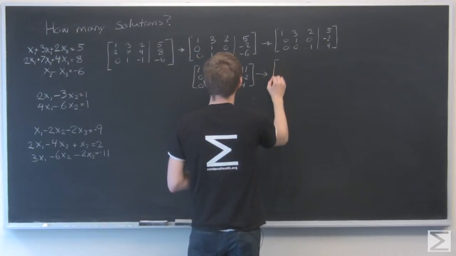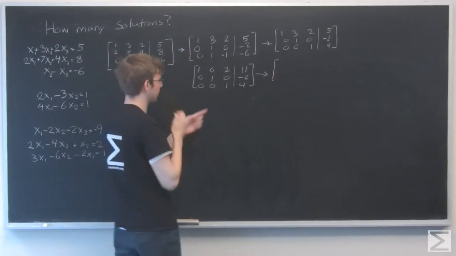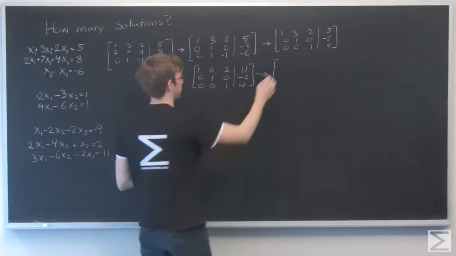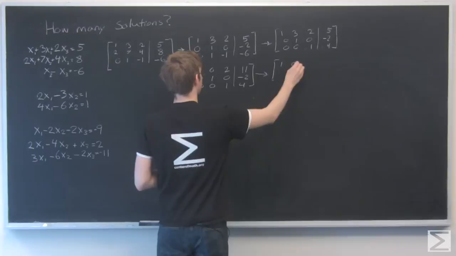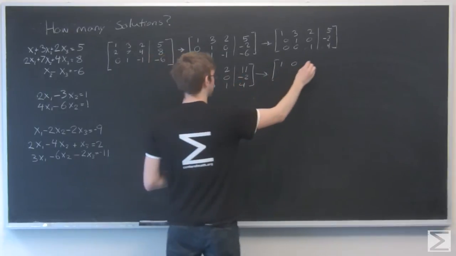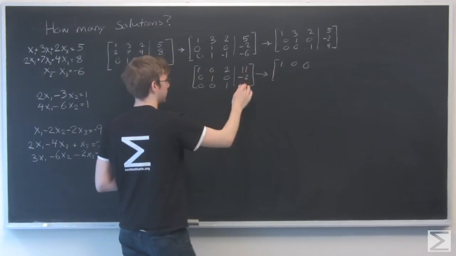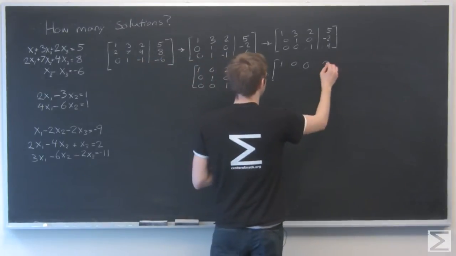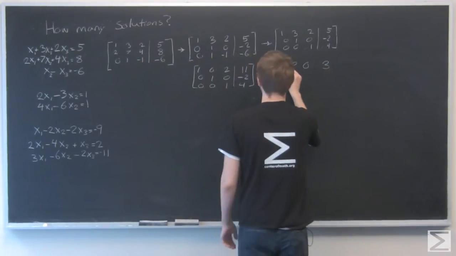And finally, I'm going to do 2 minus 2 times this row. So 1, 0. 2 minus 2 times 1 is 0. 11 minus 2 times 4. That's 11 minus 8. So that should be 3. And copy my other two rows.